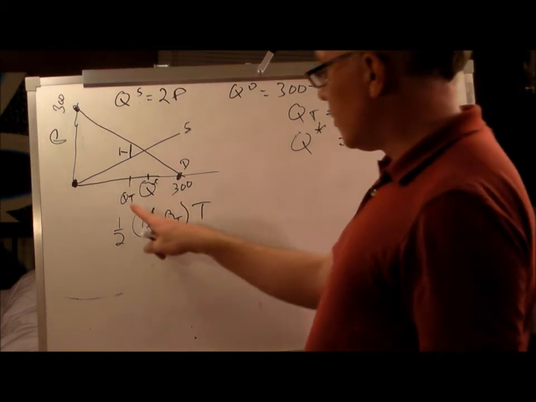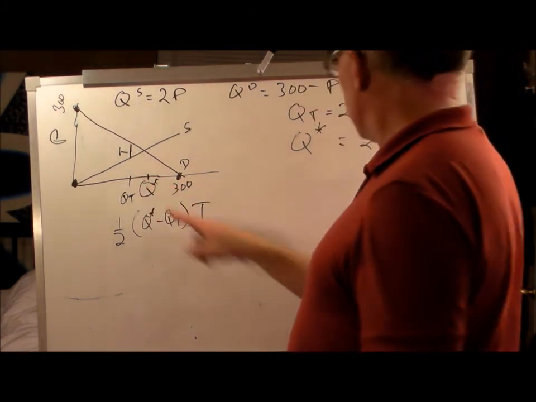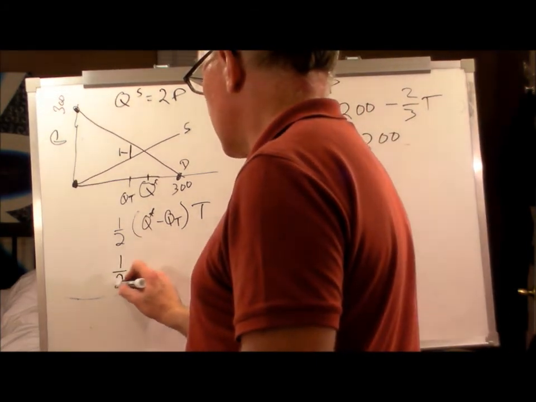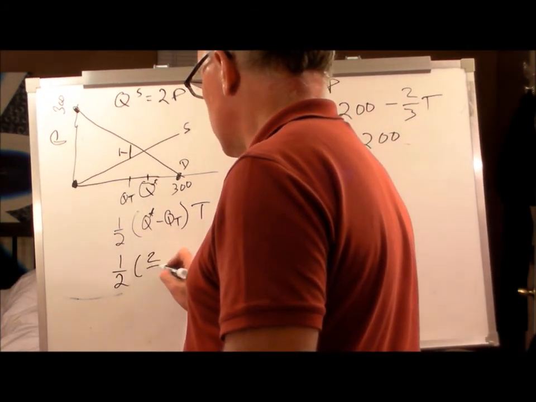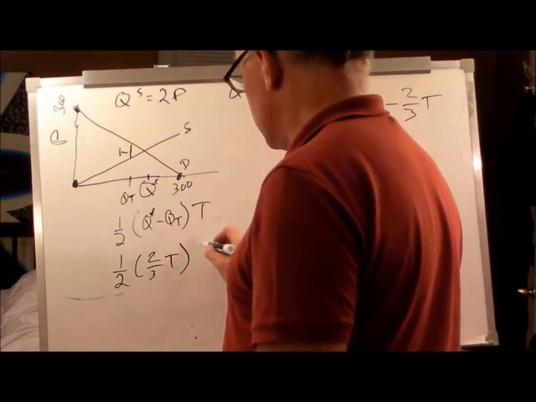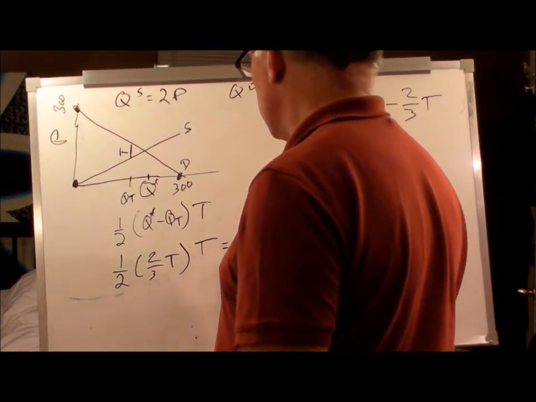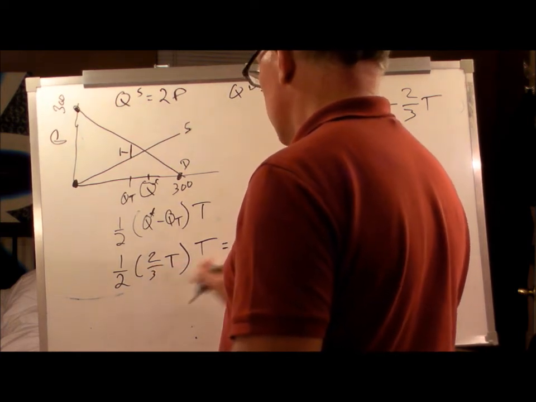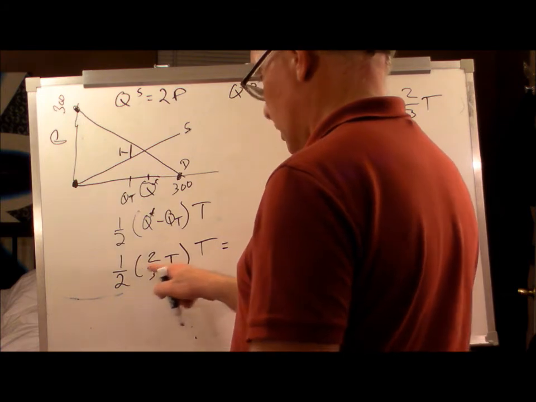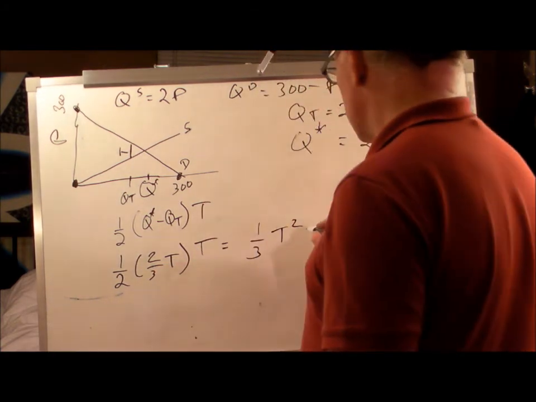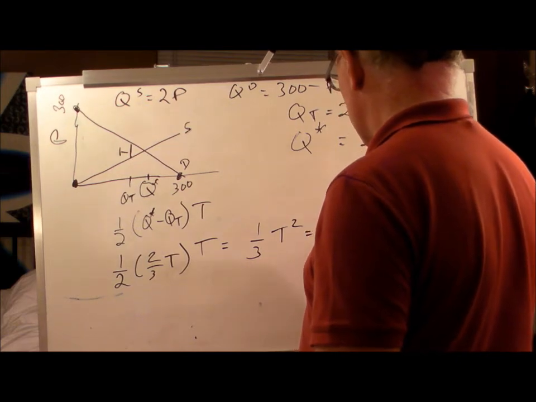So we know what this distance is. It's 2/3 T. So the base is 2/3 T, and the height is T, and so the deadweight loss is 1/3, because 1/2 of 2/3 is 1/3, T squared. So this is the deadweight loss.